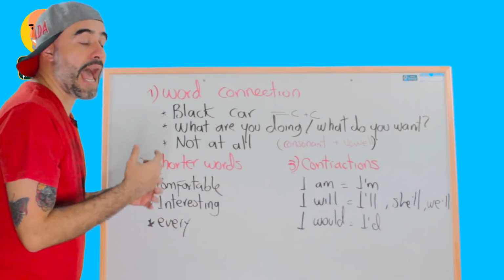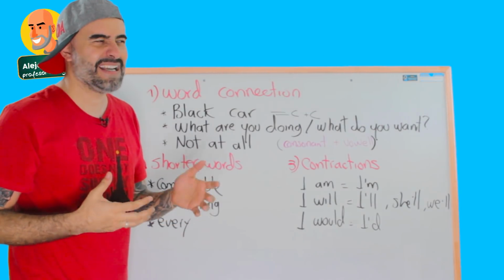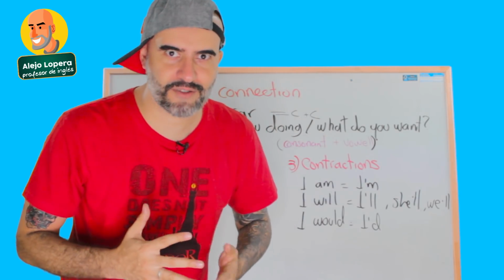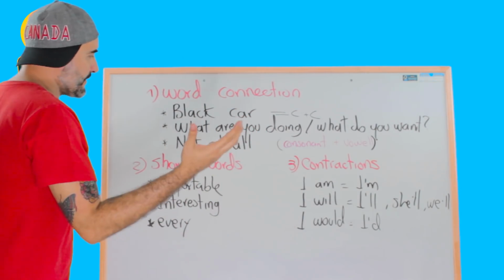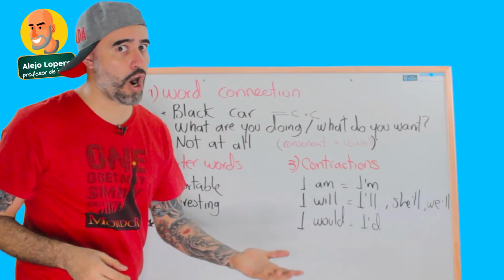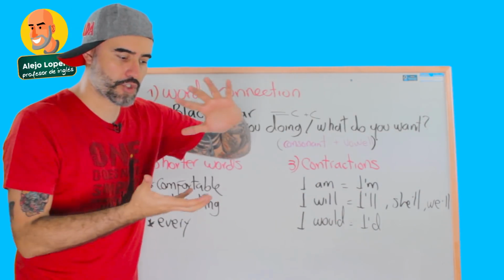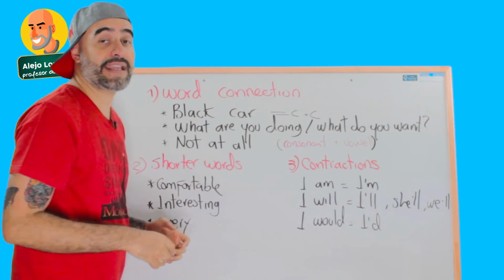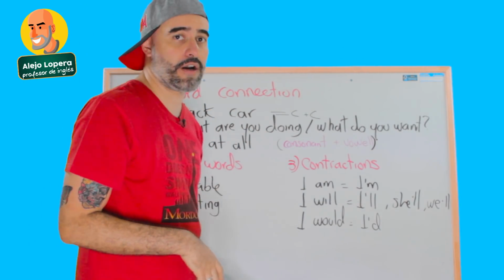We shouldn't say, I have a black car, because, you know, that sounds like you are a robot when you're talking. So you might want to say, I have a black car, black car. So I use both sounds into one. I have a black car, right?